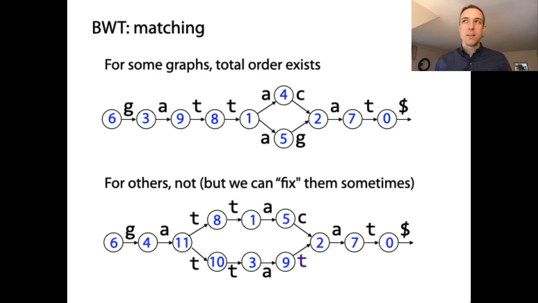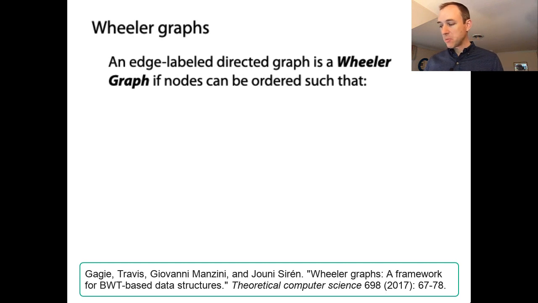Okay, but the question came up, what are these graphs? Is there a set of properties where if an edge-labeled graph like the ones here has those properties, then we know such an ordering will be there, and we'll be able to make use of that ordering when doing things like matching? And so now is when we can finally get to the definition of this kind of graph, which is called a Wheeler graph.